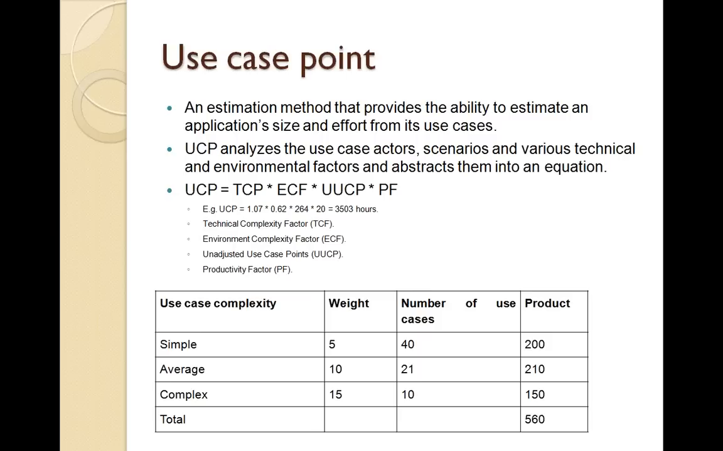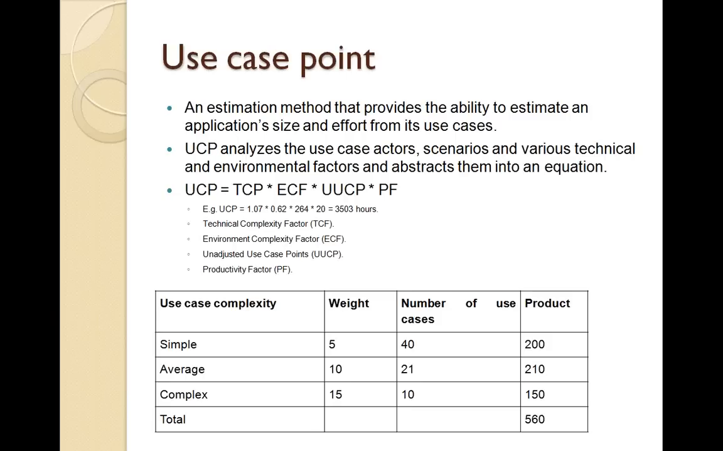So we use all of this data and then we try to come up with the use case points for a particular project. So we might have, let's say, 100 use cases, and then we'll try to categorize them as simple, average, or complex, and then apply a weight to them. Based on that, we come up with the use case points for a particular project, and then estimate based on the use case points.